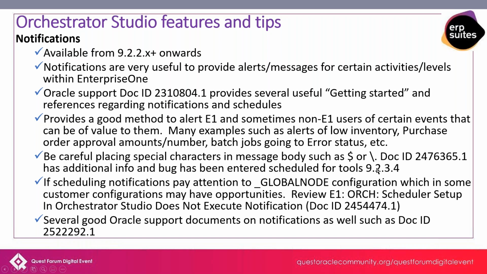Couple little things though, where it's had some problems. There are some where this is getting fixed. It just depends on where you're at in the tools. But if you had some special characters in the message body of the notification, like a $ sign or a backslash, it could have some problems with that. Some customers, if they have the global node configuration, they change it around. Sometimes notifications wouldn't work. Again, this is another reference where the scheduler doesn't run it. So this doc ID gives you some information on there. And then I just listed off another one that I found useful in the past. Maybe save you a little bit of time searching.